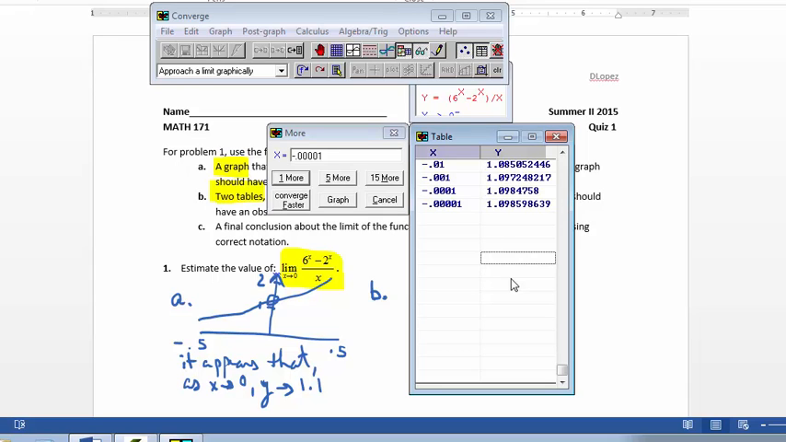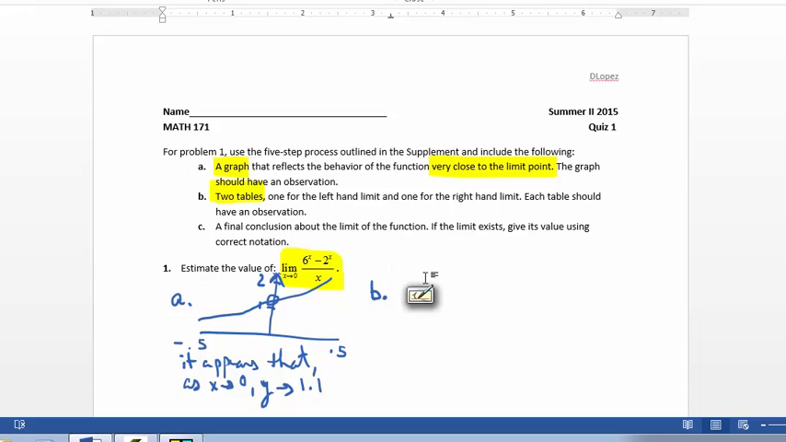So you can get it a little bit more detailed if you use the table, because then I could even put in negative 0.00001 and see. So it's basically 1.099. That's probably what it's going to be if you round to 3 decimal places. It all depends on how many decimal places you're rounding to. Okay, so that would be a left-hand limit. You would write a little observation there: as x approaches 0 from the left, y approaches 1.099.